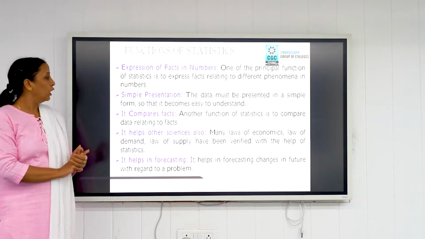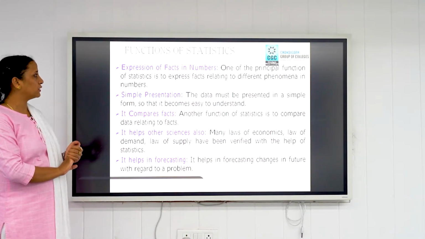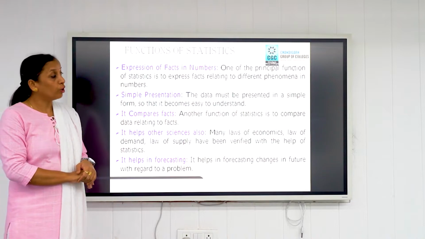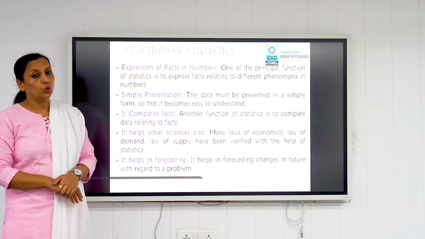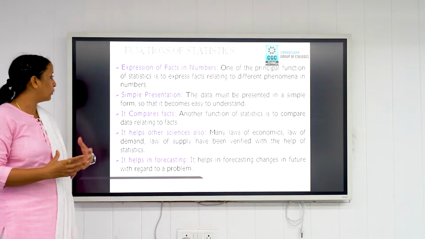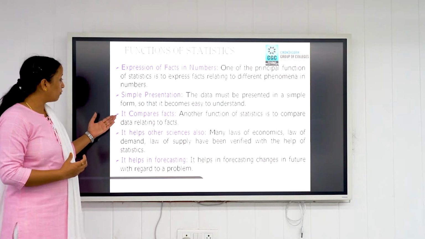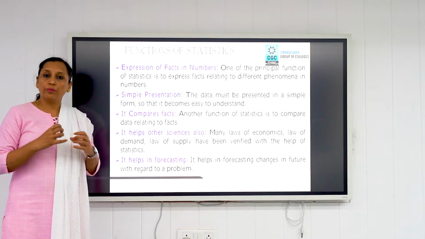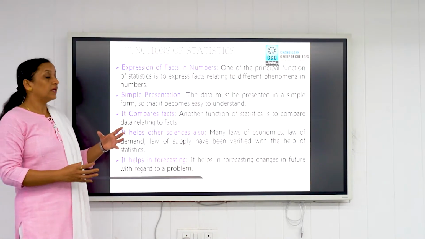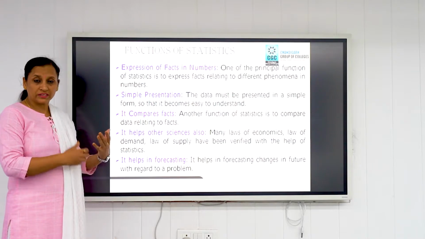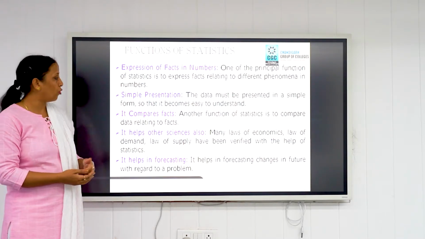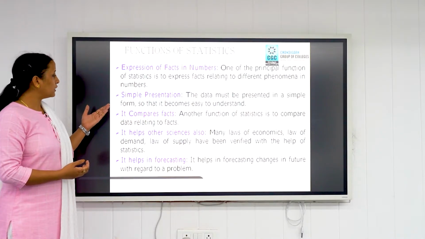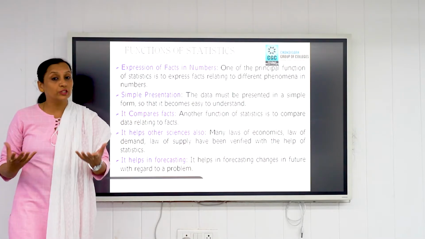Then come to the functions of the statistic. The first one is the expression of facts in numbers. One of the principal functions of statistic is to express the facts related to different phenomena in numbers only. What does it mean? It means whatever data we collect should be in numbers form only. Then we are able to present our result in statistical form. Then come to simple presentation. The data must be presented in a simple form so that it becomes easy to understand.